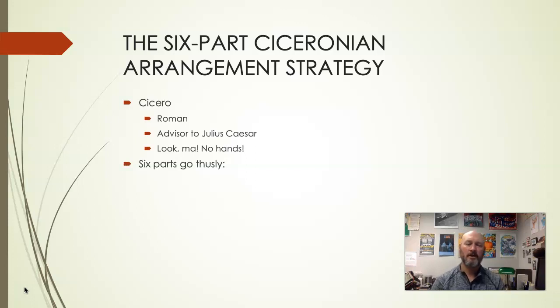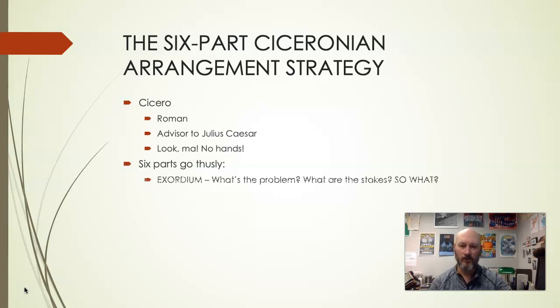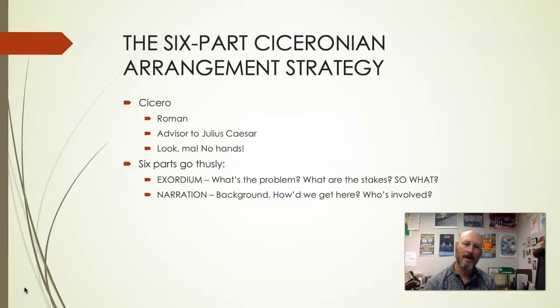The 6 parts go in this order. In the exordium, you are giving your audience the problem and the stakes. You are answering the so what question immediately. It's really important that we get that out of the way because a lot of times our audience is left wondering, well, who cares about story A and story B? Why does it matter? If you do your exordium correctly, you're setting the stakes immediately and answering that so what question right off the bat.